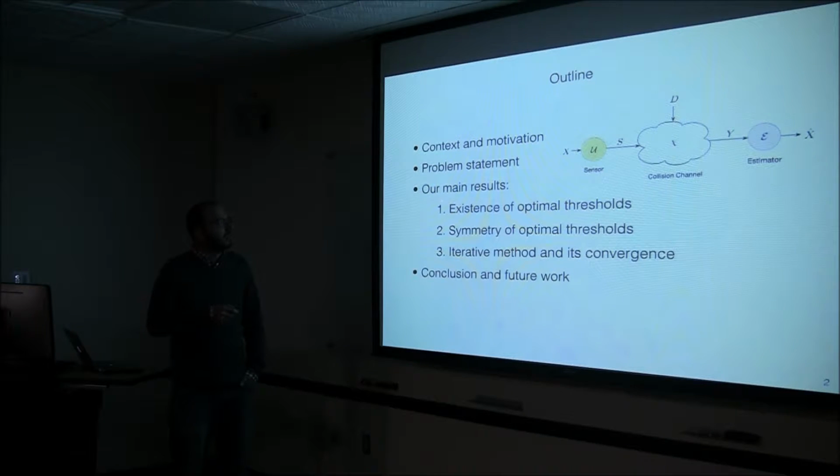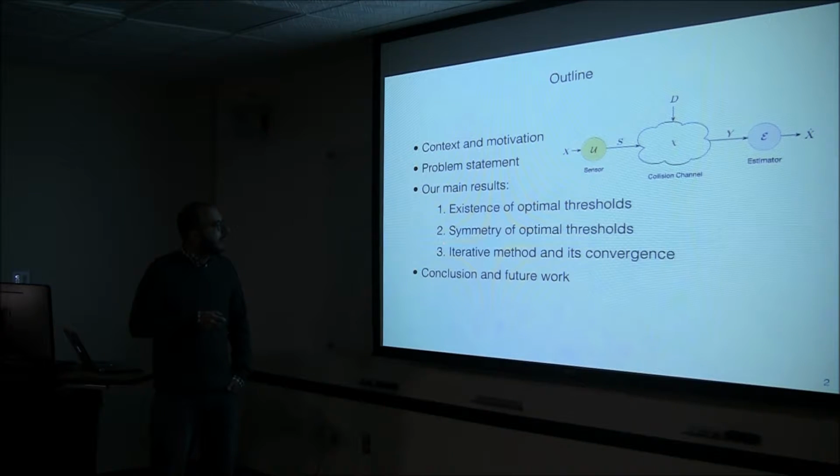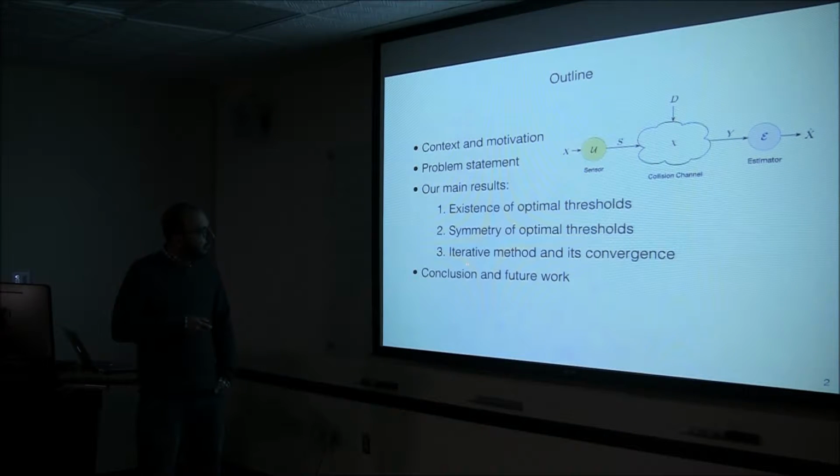And so I will discuss the formulation of this problem, and then I'll state the main results and provide a sketch of the proofs. The main results being the existence of optimal thresholds. Then I will talk about the symmetry properties of optimal thresholds. We'll talk more about that later. And then I will derive an iterative method for the solution of the optimization problem and show its convergence. And I will finish with a conclusion and future work.